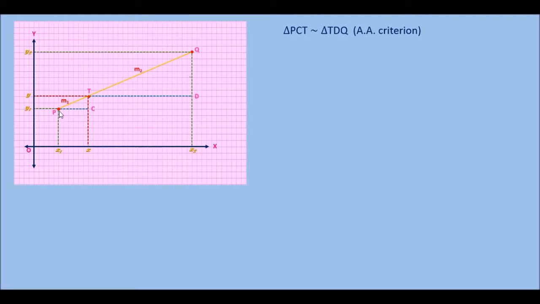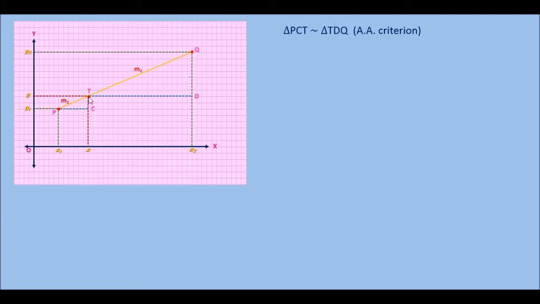So since I am starting with this letter P for this small triangle, I should start with the letter T for this big triangle. Okay. Now coming to the second angle. We are saying that angle PTC, that is this one, is equal to angle TQD, that is this one. These two are also corresponding angles, hence equal.